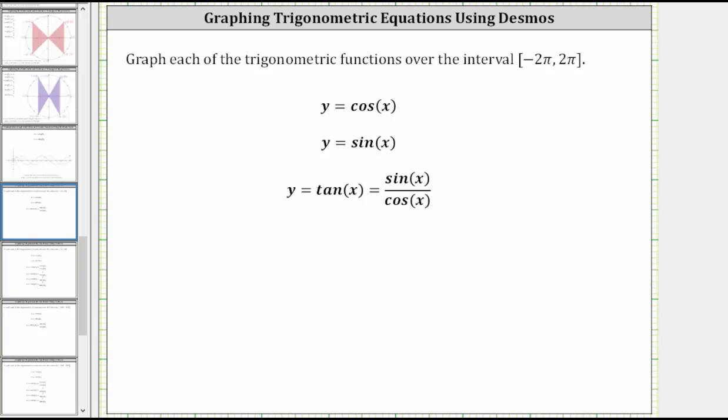In this lesson, we will graph y equals cosine x, y equals sine x, and y equals tangent x over the closed interval from negative 2 pi to positive 2 pi using Desmos.com. We will also highlight some of the key characteristics of each of the functions.